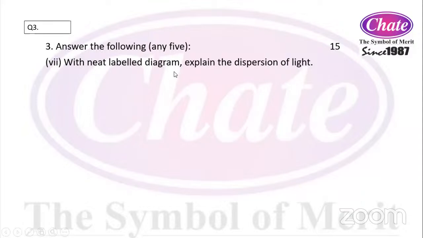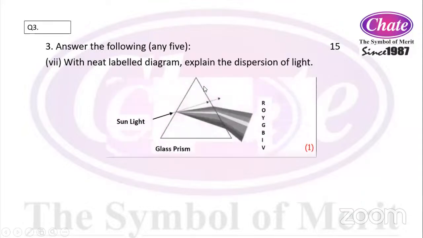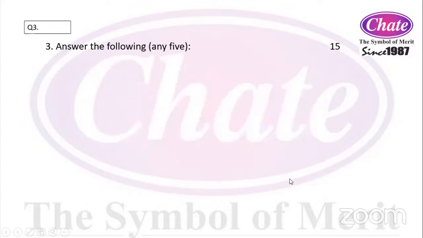Now the next one: with a neat labeled diagram, explain the dispersion of light. So again, you have to draw the diagram: the glass prism and the ray of light. Instead of going straight, the ray gets refracted and dispersed, and you have to mention VIBGYOR, that means the sequence of the colors in that diagram. Okay, so this is the dispersion of light.